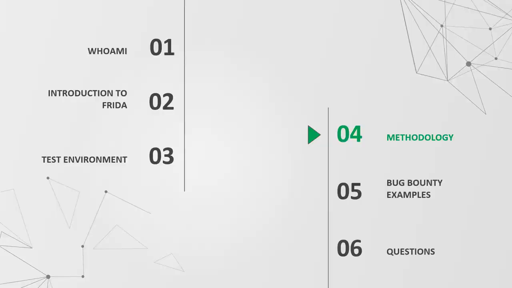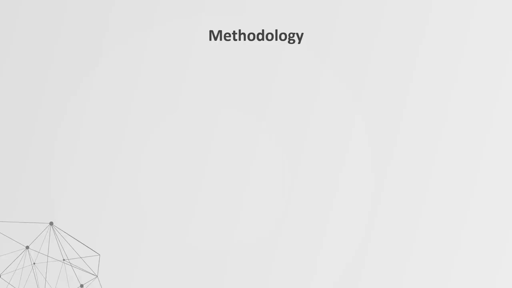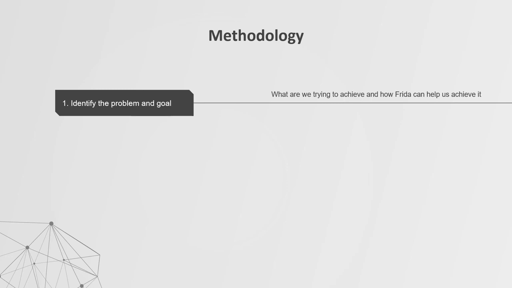Okay, now we have our test environment set up. Next, I'll share a methodology that I found useful when testing Android apps with Frida. So when you first get a mobile app to test, after doing your initial reconnaissance and understanding how the app behaves, you want to define the problem and goal. So for example, what are we trying to achieve? Are we trying to bypass certain restrictions perhaps, or try to access certain resources that we shouldn't be able to?